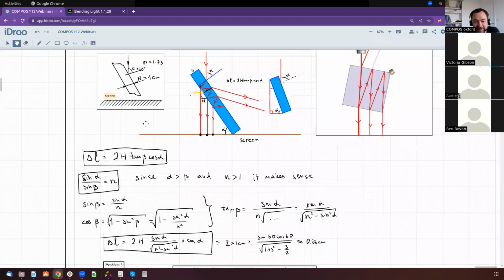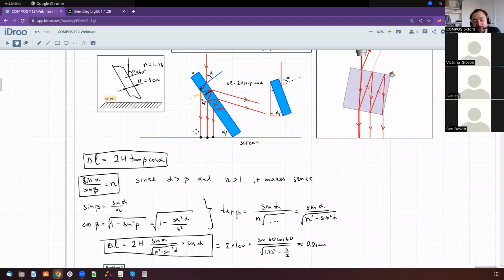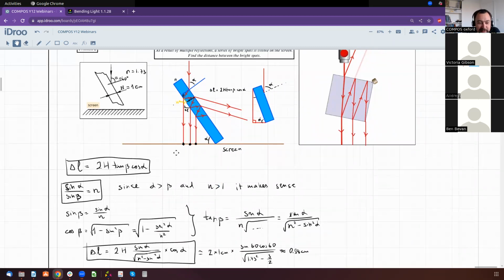Which part of the problem do you find more challenging? The physics part, where you need to realize what's going on, or the maths part, where you need to use geometry to figure out the distances? You personally, can I get a vote, please? Physics or maths? Okay, that's interesting.